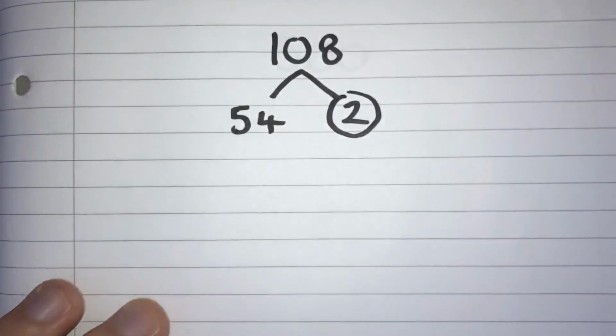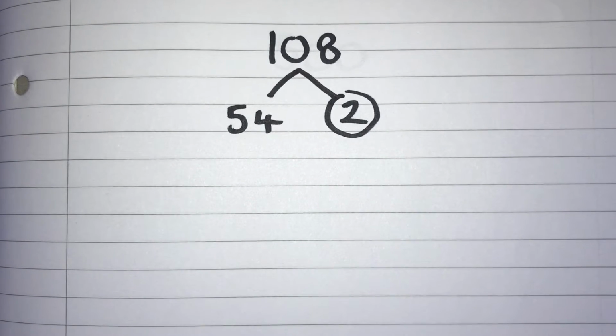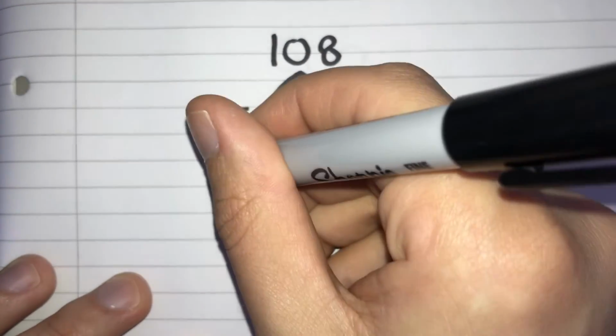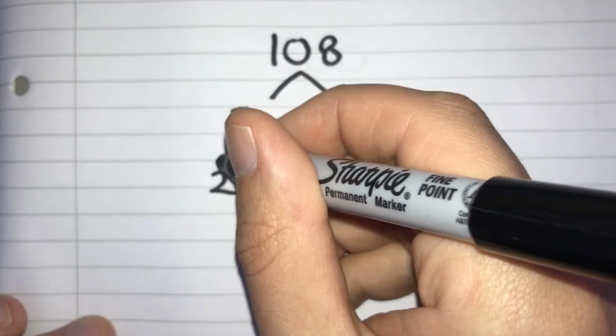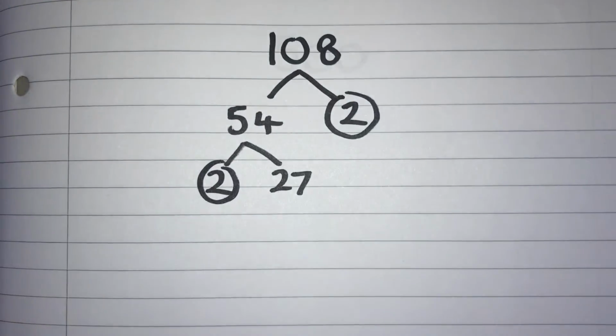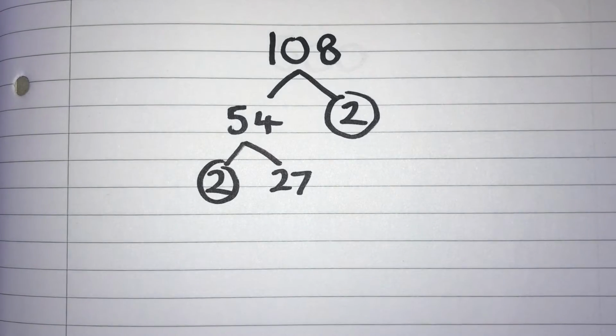But 54 we can split up further. So 54, well, is again another even number. So what we could do is we could just divide it by 2. And this time we'd get 2 and 27. And of course, this 2 is a prime number, so we're going to stop at this 2. Now 27, well, what can we divide 27 by? We can divide it by 9 and 3.